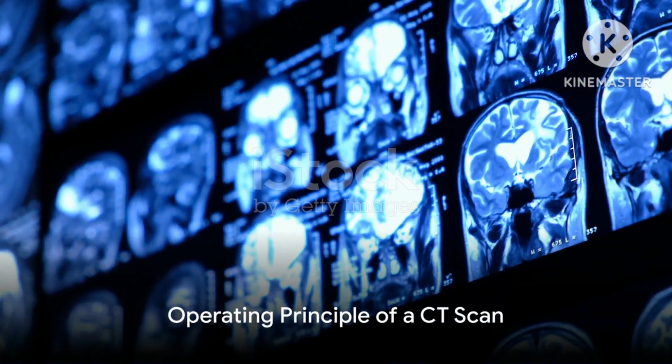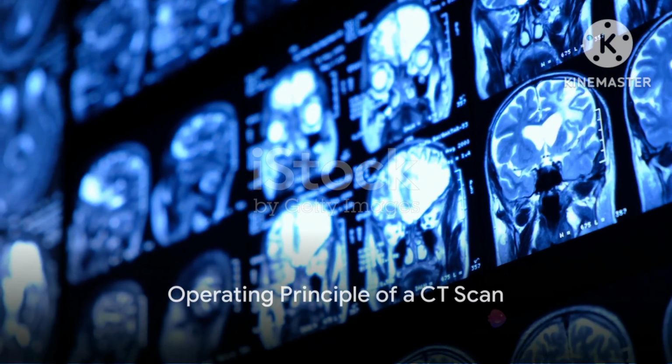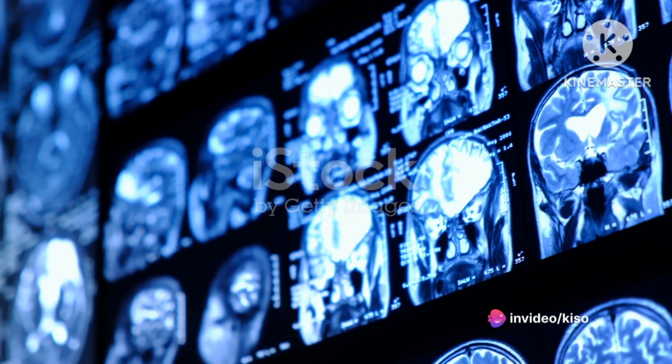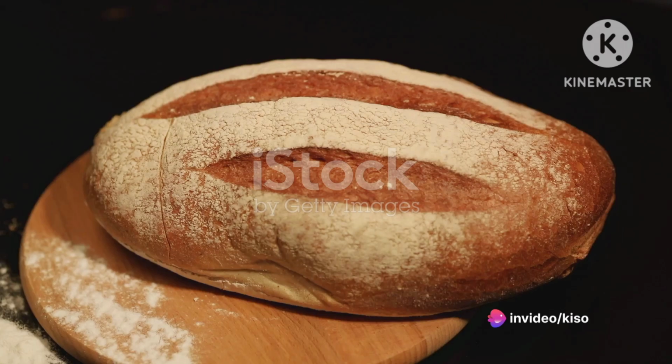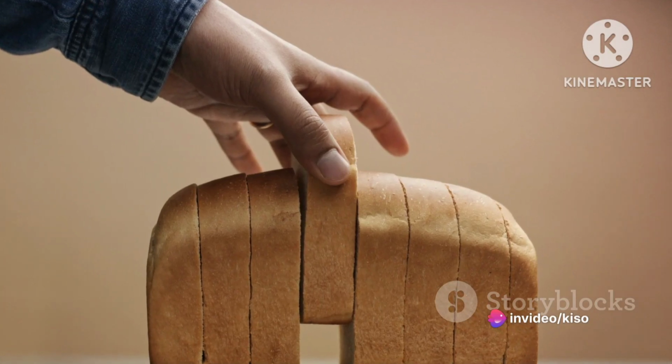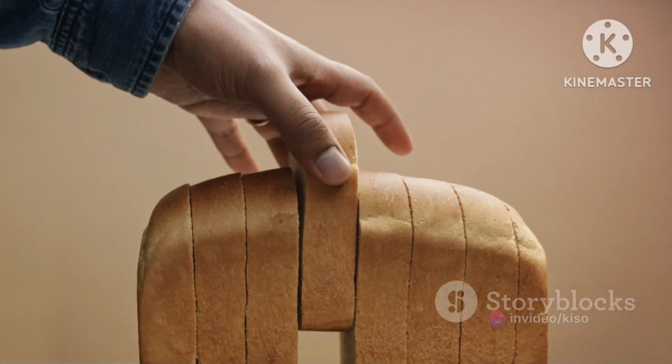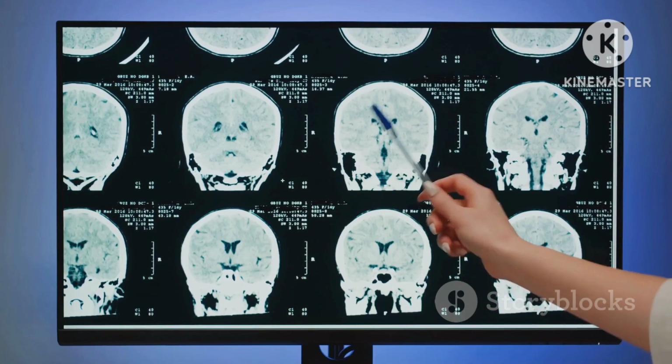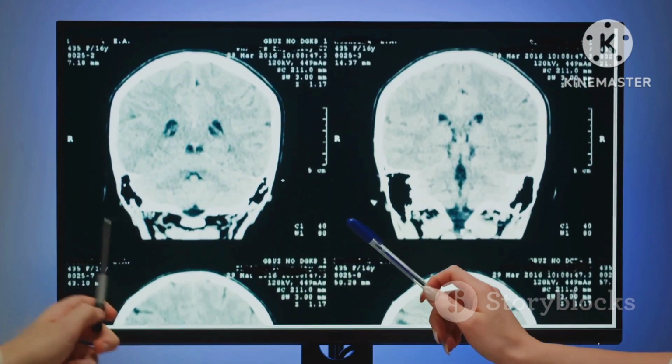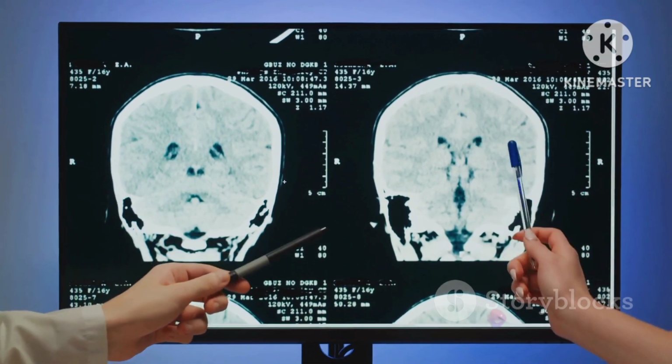A CT scan, or computed tomography scan, essentially takes X-ray imaging to a whole new level. Imagine slicing a loaf of bread. Each slice would give you a unique view of the bread's interior. A CT scan operates under a similar principle, but with the human body and in a far more sophisticated manner.